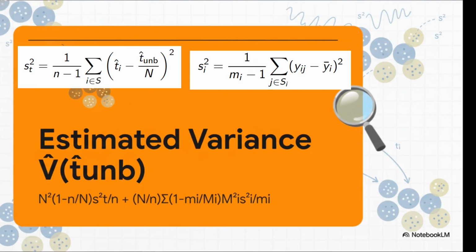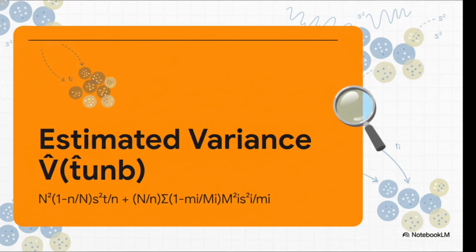So to actually use this thing, we need to estimate the variance from our sample data. It's pretty straightforward, actually. We just swap out the unknown population variances with their estimates from our sample. We use S squared I, that's the sample variance from inside each cluster, to estimate the within cluster part, and we use S squared T, which is the sample variance of our estimated cluster totals, to get at that between cluster part. You're basically just plugging in the numbers you can actually calculate from the data you've got.